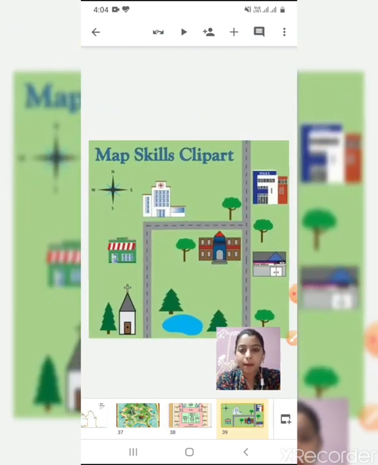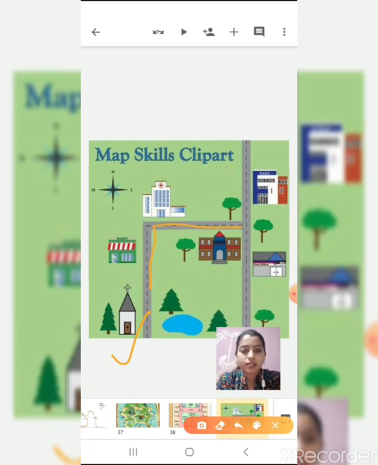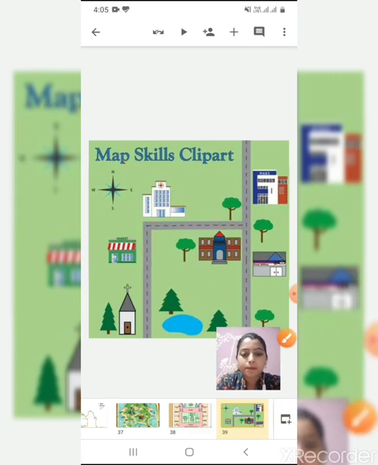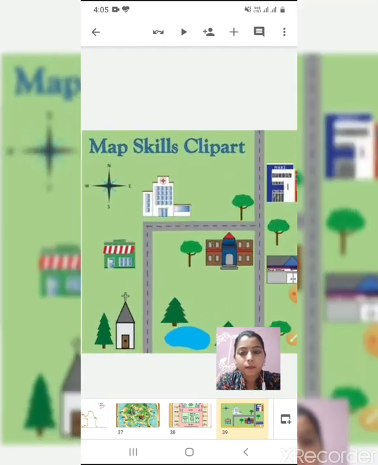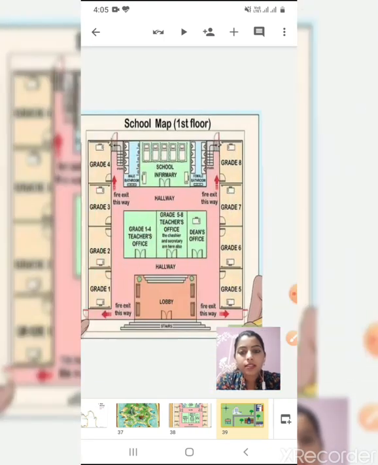See, this is the map. Symbols are also drawn. See, this is church. This is road. This is police station. This is a pond. This plus sign is there. This is hospital. And see, directions are also there. Yes. This is market.